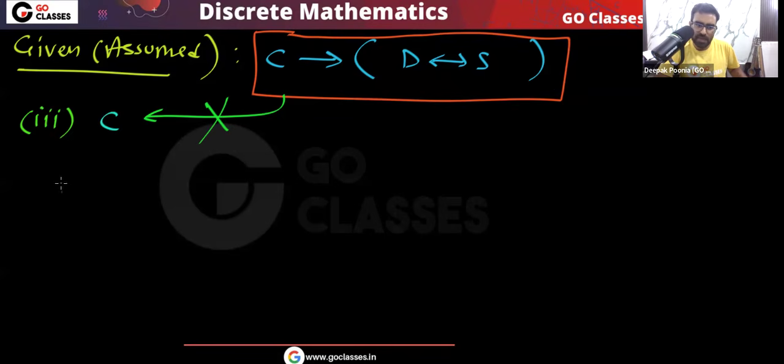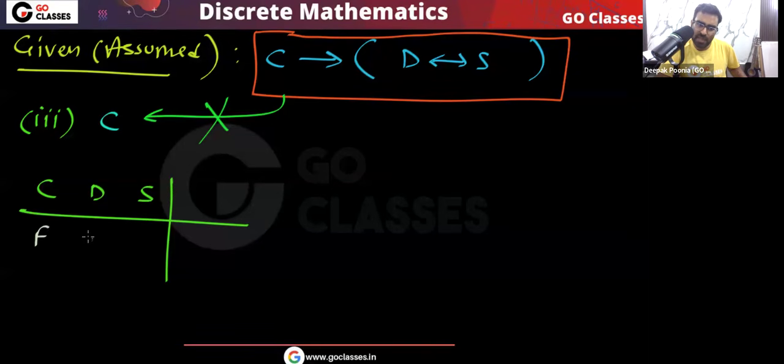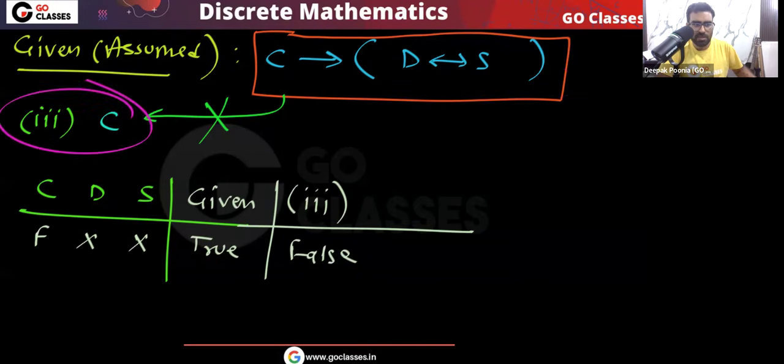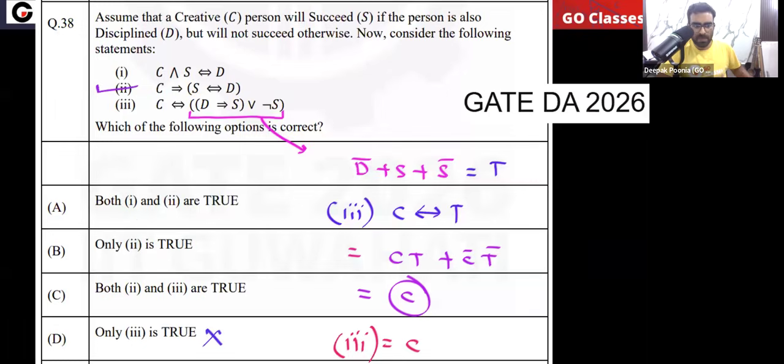Okay, what can I do? I can take C, D, S. Make C false, anything for D, anything for S. Now here what will happen? The given statement will become true and this third expression will become false. So finally I can say that from this given information we cannot infer this third expression. So this is not true, this is not true, only the second is true. So the answer will be option B.